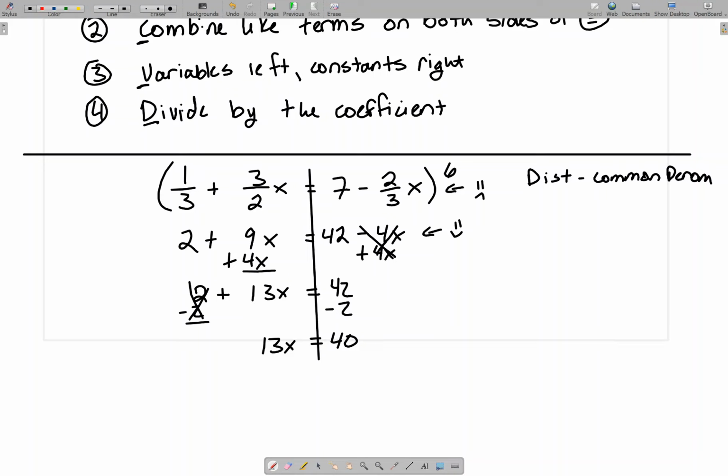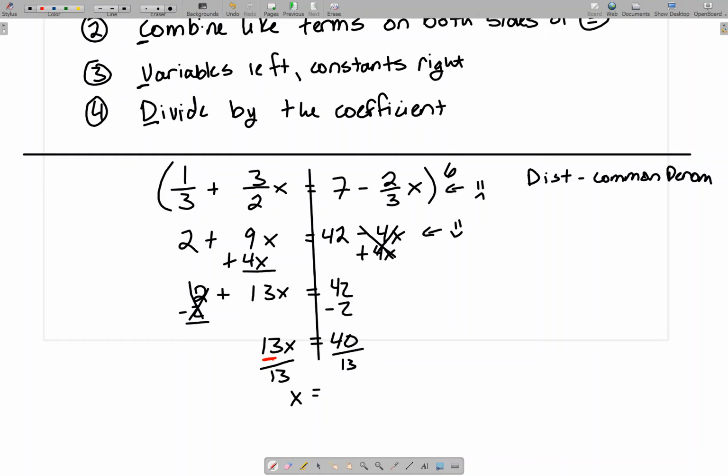So that's step 3. Step 4 is to divide by the coefficient. The coefficient is the number in front of the variable. So in this case, the coefficient is 13. So we're going to divide both sides by 13. Now, I think it's easier if you answer as a fraction, and here's why.